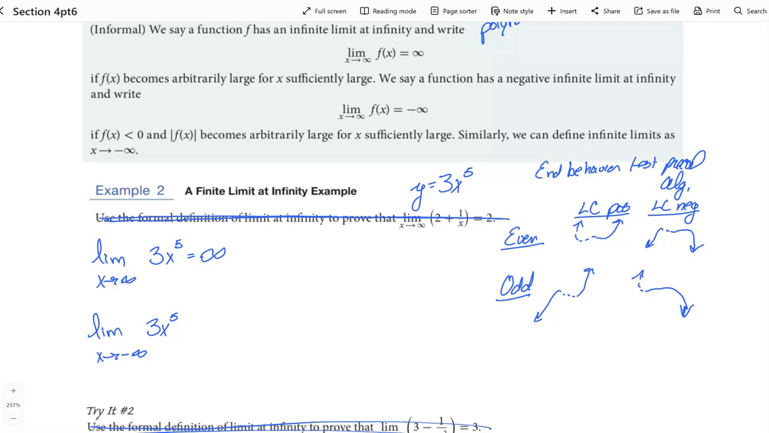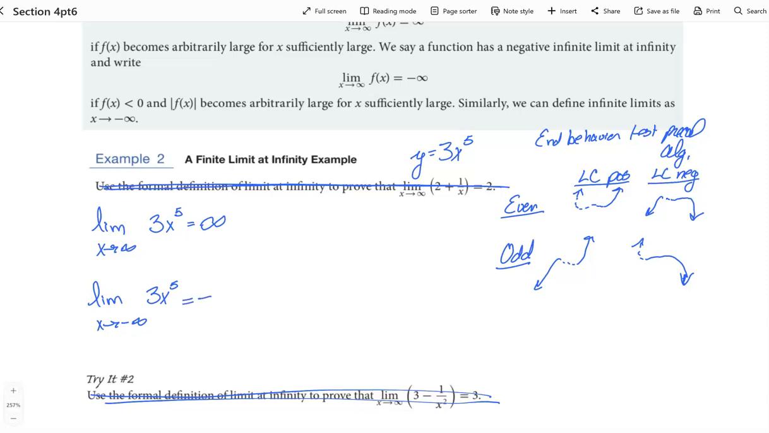So as x gets smaller and smaller and smaller, we're plugging in values like negative 1 billion, negative 1 trillion. If I take a negative number and raise it to an odd exponent, it's going to be a negative number. So I have a negative number times a positive number. A negative times a positive is going to give us a negative, which means this is heading towards negative infinity. That's exactly what our end behavior test would tell us.